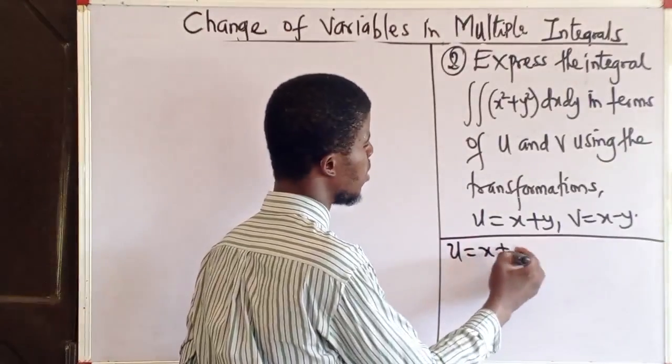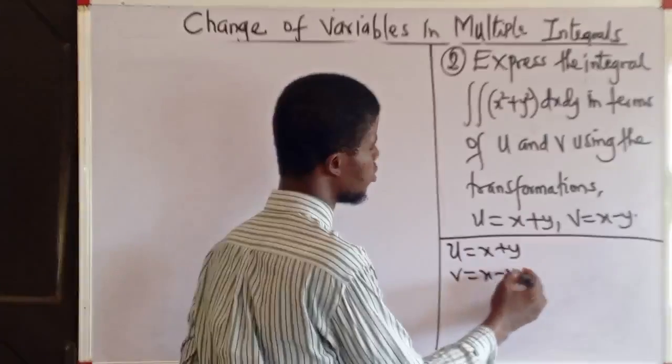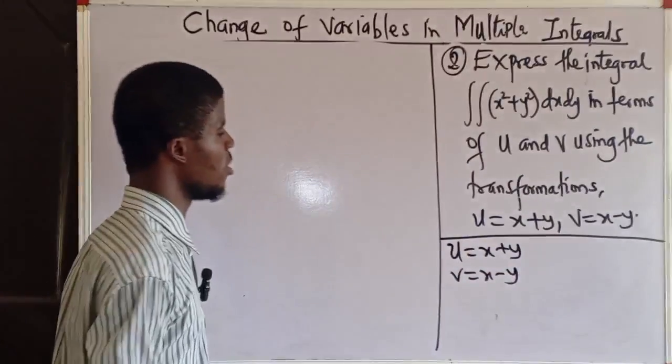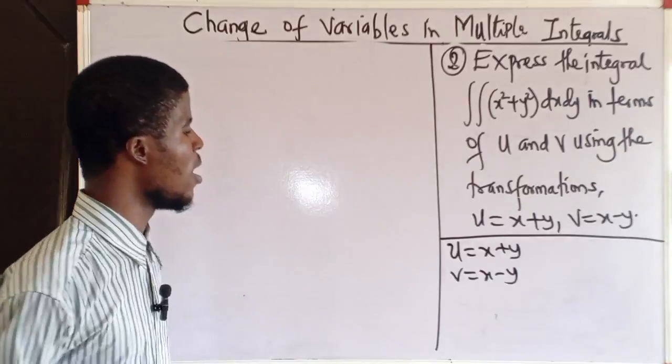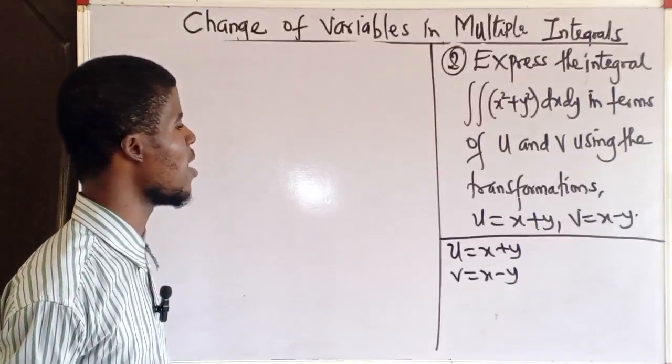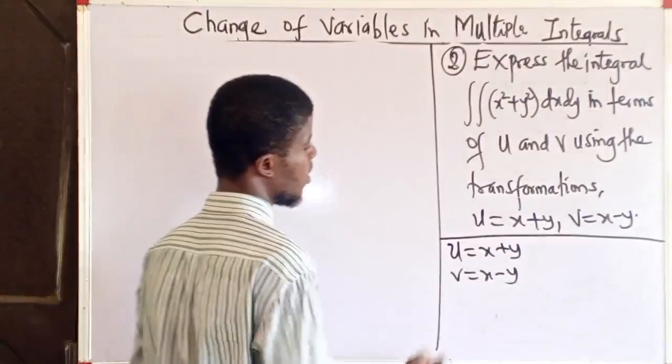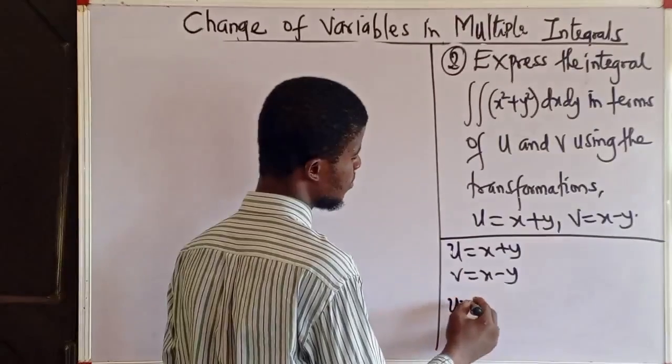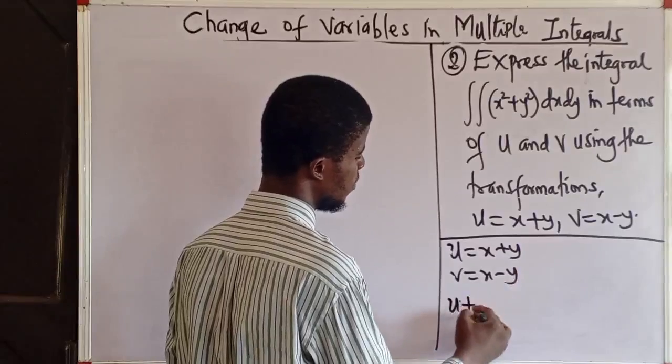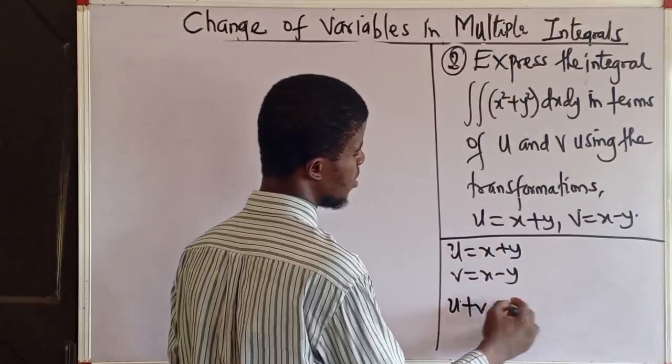u is x plus y. v is x minus y. I want to eliminate either x or y. I can easily eliminate y by adding both equations. So if I say u plus v, x plus x, that's 2x.